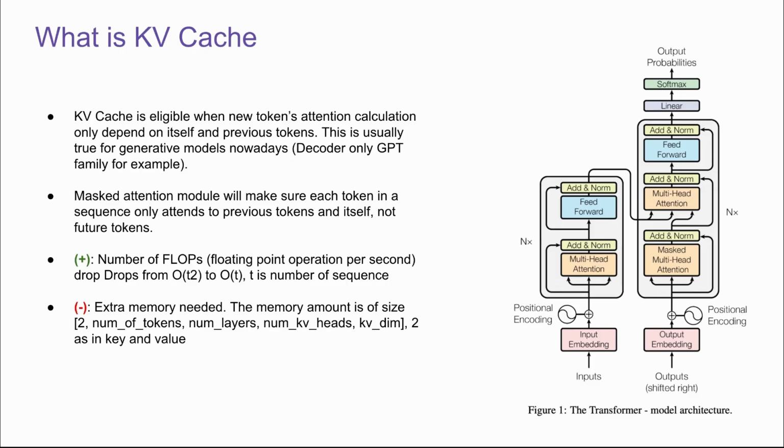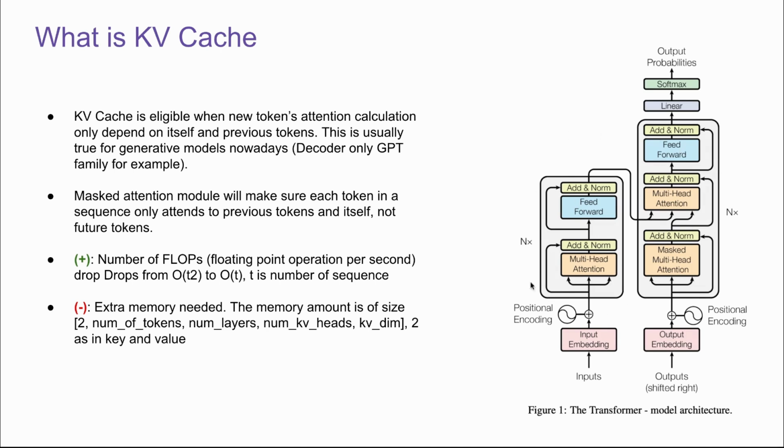Let me start with what is KV cache. I have another Transformer series episode that talks in detail about KV cache, so please take a look if you want to know more details about it. But I will try to summarize it a bit. KV cache is eligible when a new token's attention calculation only depends on itself and previous tokens, which is very normal for generative models nowadays. For example, the decoder-only GPT families.